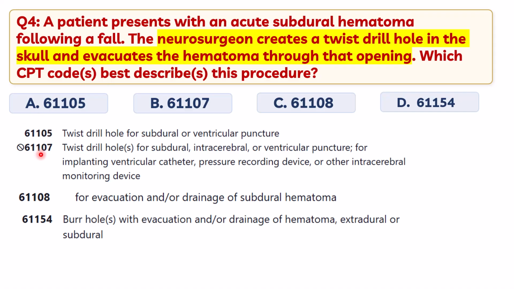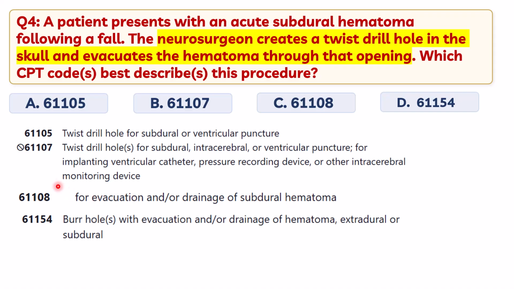Let's read the other code, 61107. Twist drill holes for subdural or intracerebral or ventricular puncture for implanting ventricular catheter, pressure recording device or other intracerebral monitoring device. But in this case, this is evacuation of hematoma, so that is not the case here. 61108 says for evacuation and drainage of subdural hematoma. So this is the case here.